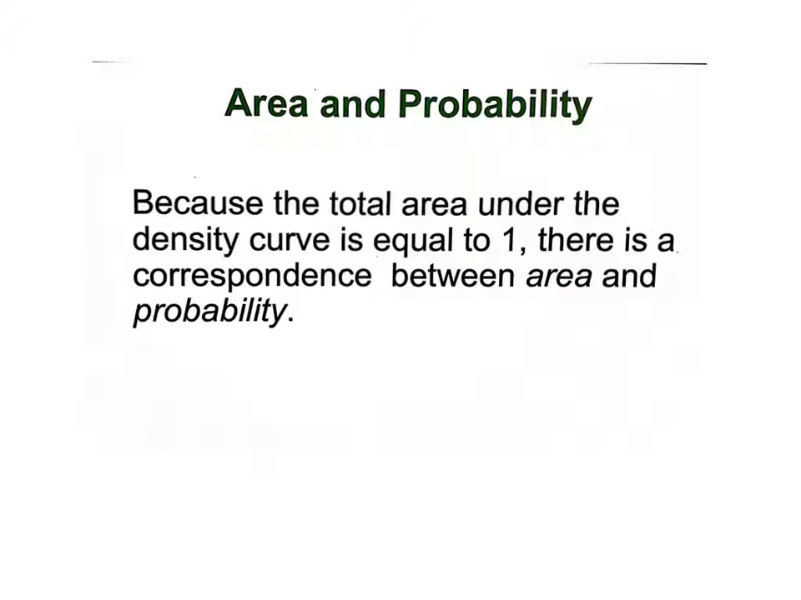Area and probability. Because the total area under a density curve is equal to 1, we can use that to help us find probability, and there's a correspondence between the area and probability. So we're going to find area under the curve, which in turn tells us the probability of an event.